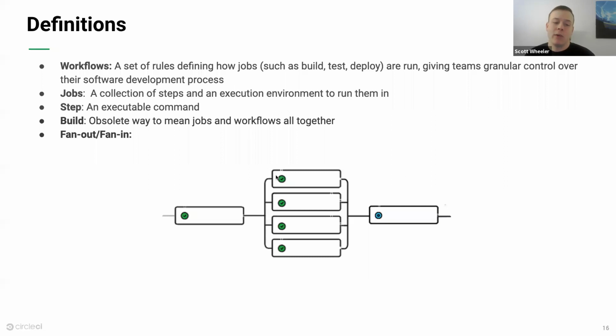Build is an obsolete way to mean jobs and workflows altogether. And fan out, fan in enables you to run multiple jobs in parallel for efficient version testing, and fan in to quickly deploy to multiple platforms.